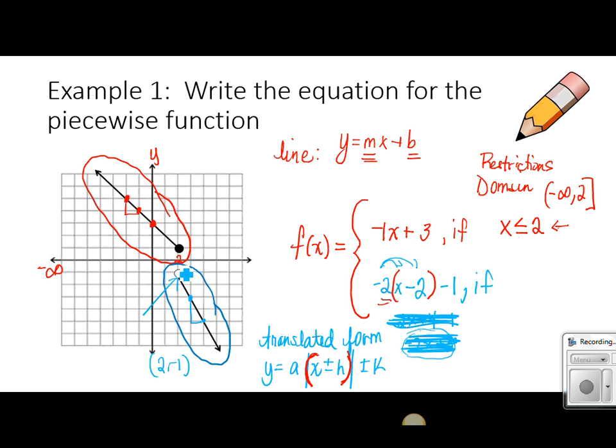And see, it starts at 2 and it goes forever to infinity. And in my head, that interval notation would be parentheses 2 to infinity. And the parenthesis just means it's not included. So I would say x is greater than 2 without the equal sign. So that would be my equation for the piecewise function.